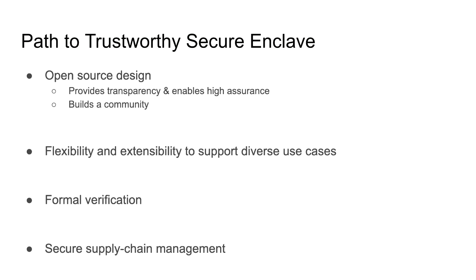So what is the path to building a truly trustworthy secure enclave? We believe that there are several important steps and components. One is open source design. Open source design provides the transparency needed for the whole community to come together to analyze and verify the security and correctness of the secure enclave, and hence achieve the high assurance that's needed. And also, an open source design and implementation can really help build a whole community.